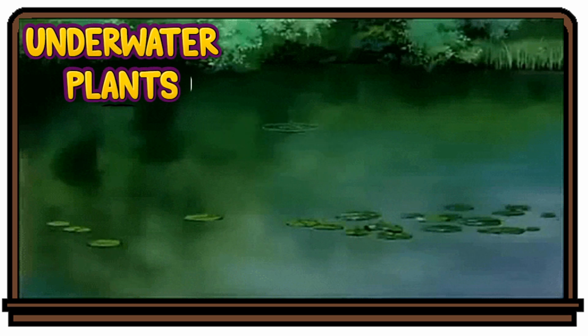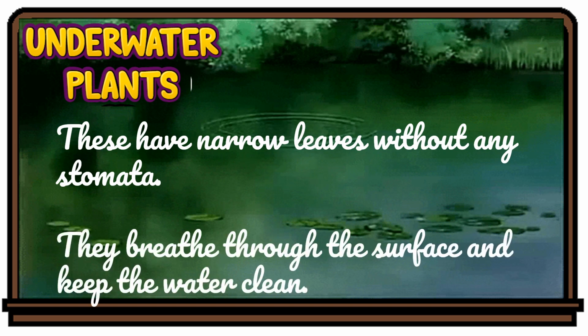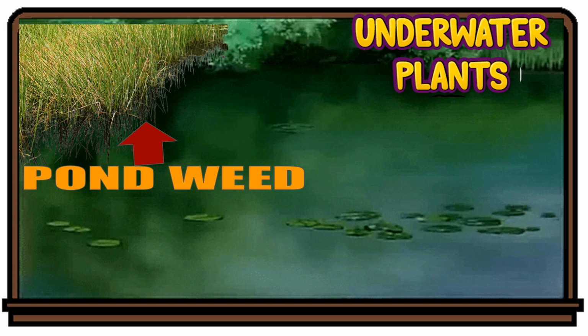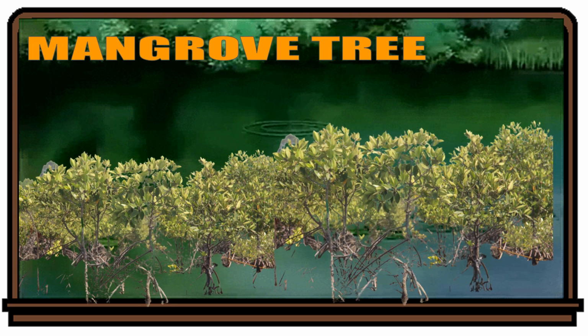And the last is underwater plants. These have narrow leaves without any stomata. They breathe through the surface and keep the water clean. Examples of underwater plants are pondweed, tape grass, mangrove tree.